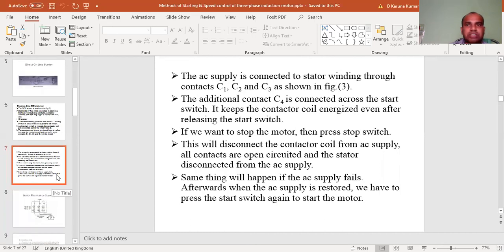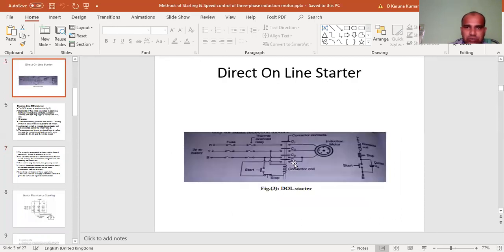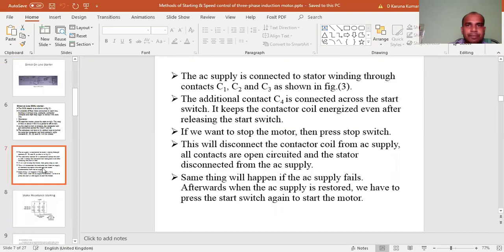The AC supply is connected to the stator winding through the contacts C1, C2 and C3. The additional contact C4 is connected across the start switch. It keeps the contactor coil energized after releasing the start switch. If you want to stop the motor, press the stop switch. This will disconnect the contactor coil from the AC supply, all contacts go to open circuit and the stator is disconnected from the AC supply. The same thing will happen if the AC supply fails. Afterwards, when the AC supply is restored, we have to press the start switch again to start the motor.